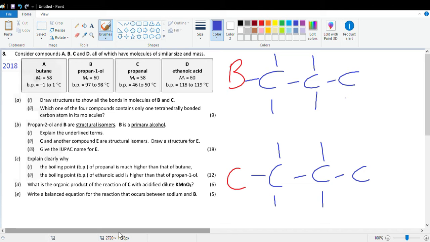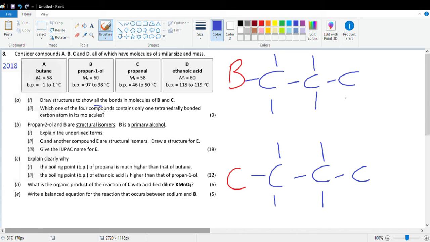So one I've chosen here that we can do A, B and C. We can't do D and E, but that's only 11 marks of it. So it's 2018 question 8. I've started off a little bit for question A, and we'll just go through finishing it off now. So A part 1 is: draw the structures to show all the bonds in molecules B and C.